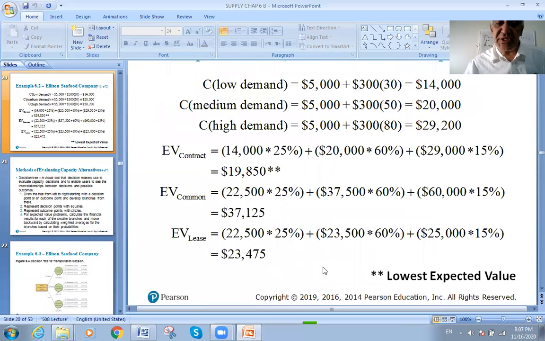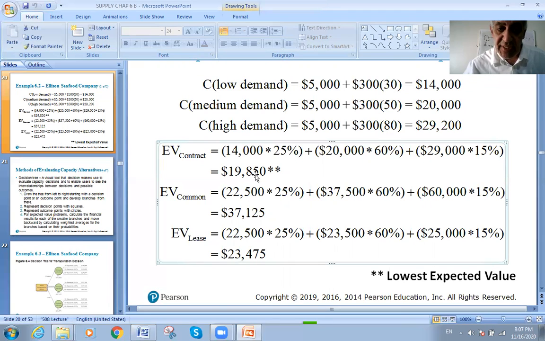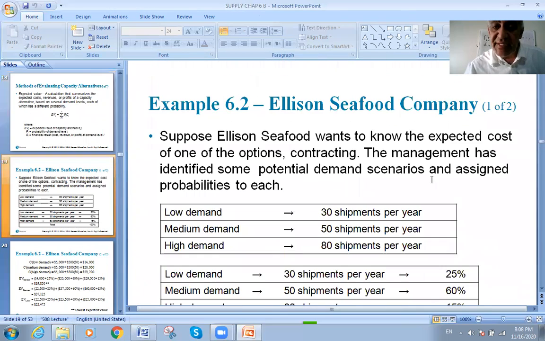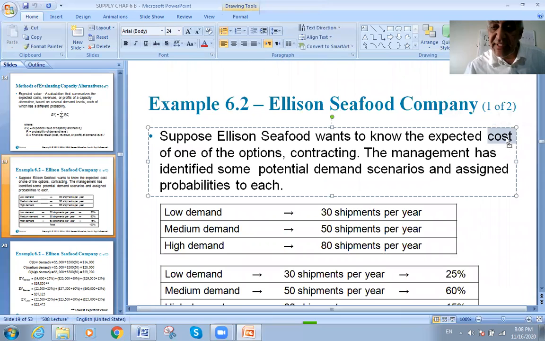So what is my decision here? Those are costs. Of course, I will take the lowest cost. The lowest cost here is actually this one, 19,850, because 37 is more and 23 is more, as long as I'm dealing with cost. How did I know that I will choose the lowest? Because he told me in the example the expected costs.